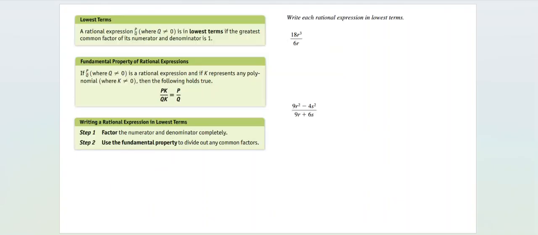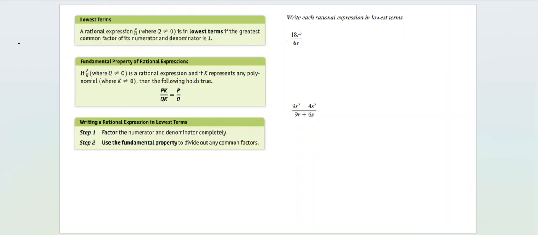The next thing that I would like to explain is what it means to write the expression in lowest terms, and how we can write the expression in lowest terms. So lowest terms, the definition of lowest terms is this. They say a rational expression p over q, where q is not equal to 0, is in lowest terms if the greatest common factor of its numerator and denominator is 1. So the expression will be in lowest terms when there is no common factor other than 1 in your numerator or denominator.